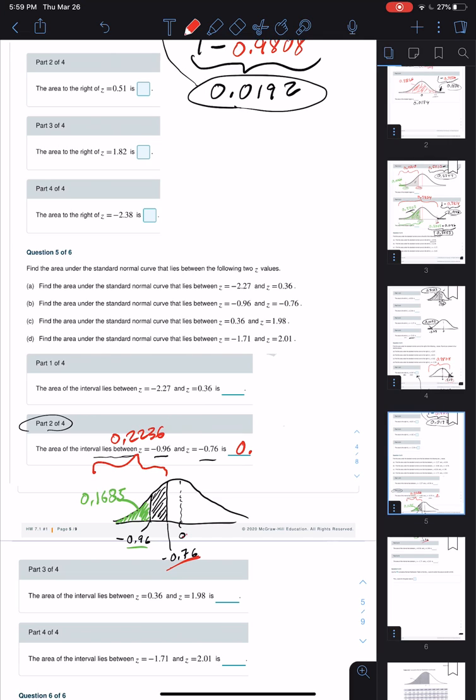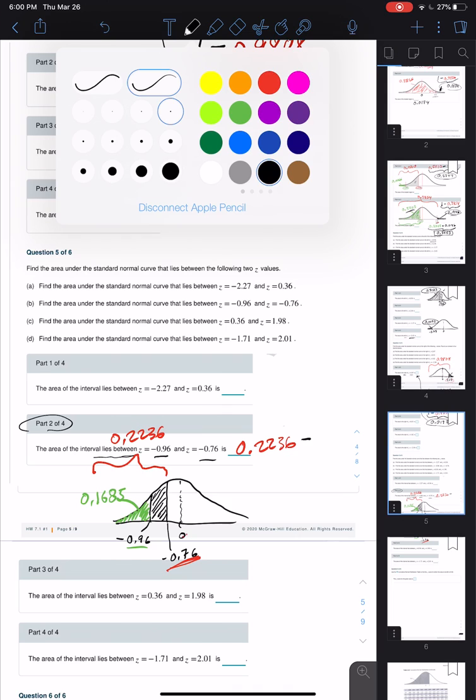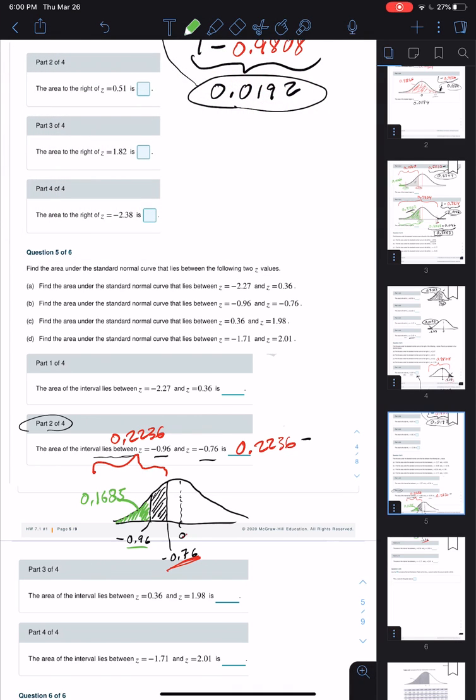So we've got the area to the left of negative 0.76, which is 0.2236. And we need to subtract out, I don't know why I have to make that a different color, but whatever. Anyway, so then subtract that from the smaller area, 0.1685. And that is going to give us the resulting area in between those two z-scores to be, when we subtract them, 0.0551. And that is going to be the area between a z-score of negative 0.96 and negative 0.76.